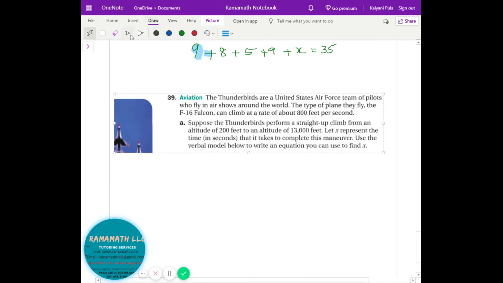So the model for this question is basically beginning altitude plus rate of climb times climb time gives you the final altitude. So use this model and then let's figure it out.